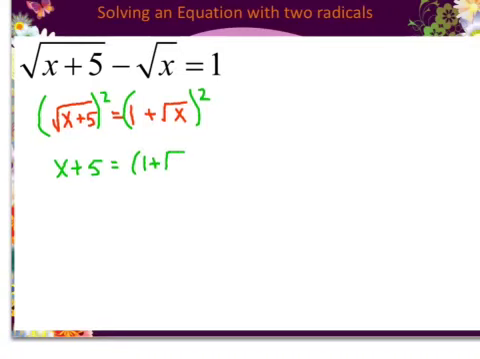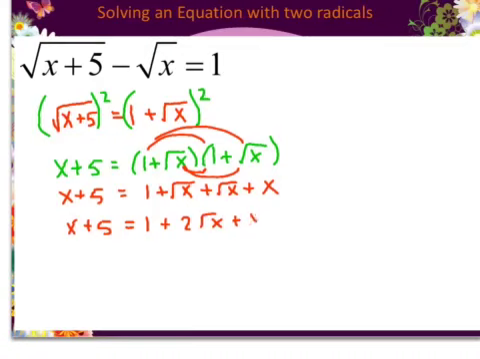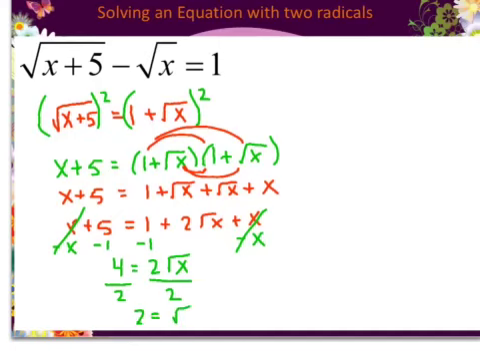Now I actually have to multiply this one out. Distributing here. Square root of x times square root of x is x. Now I'm going to combine like terms. Now I'm going to start solving and isolating that radical. So I'm going to bring the x over. The x's seem to go away. Bringing the -1 over, I get 4 equals 2 times the square root of x. Isolating the radical, I get 2 equals the square root of x.